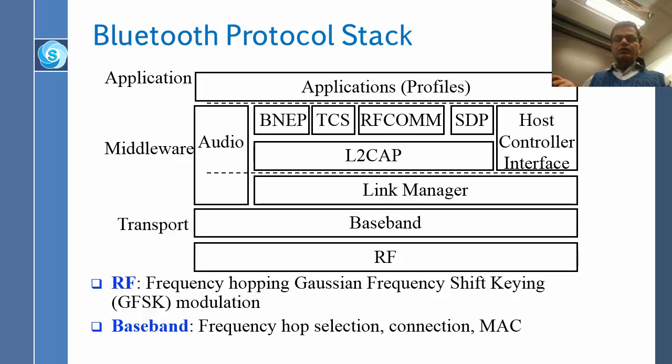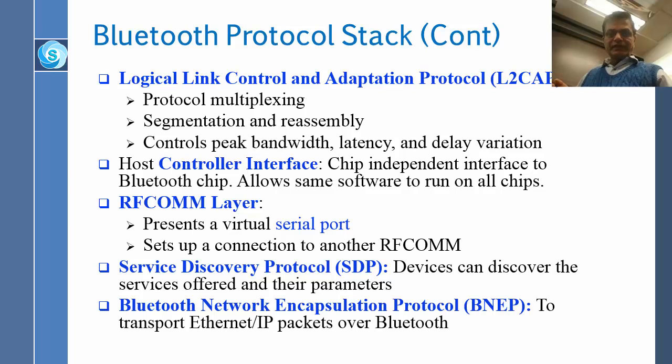So the next layer is L2CAP. All right, so we have RF and baseband. Actually, the next layer is not L2CAP. The next layer is the link manager, and the link manager will come later. But L2CAP stands for Logical Link Control and Adaptation layer. So this is the LLC part of Ethernet, logical link control. And what it does, exactly as LLC does, is allow protocol multiplexing, segmentation and reassembly, and quality of service.